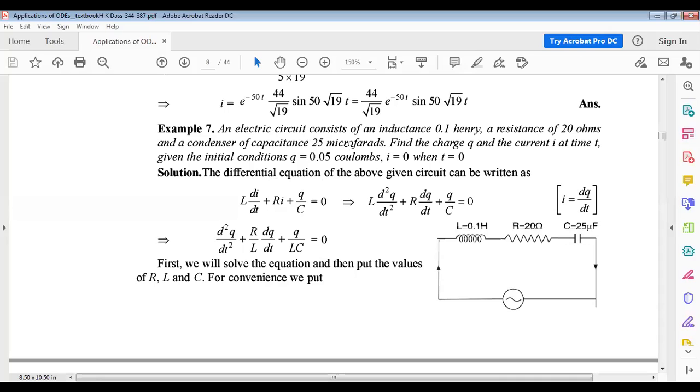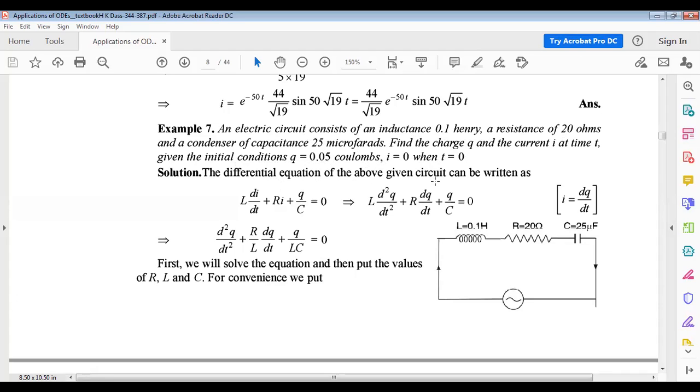Okay, an electric circuit consists of an inductance 0.1 Henry, resistance of 20 ohm, a condenser of a capacitance 25 microfarads. Find the charge Q and current I at time t given the initial conditions Q equals to this many coulombs, I equals to 0 when t equals to 0. Okay, when t equals to 0, Q equals to this and I equals to 0.